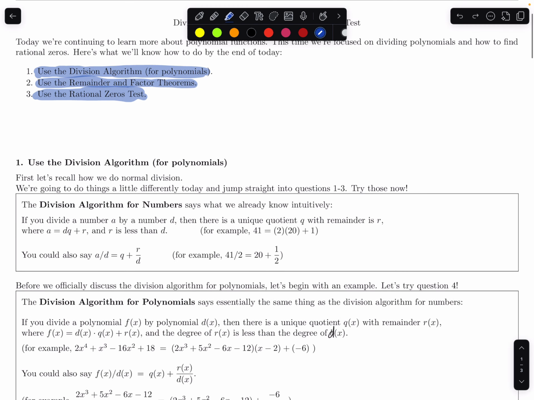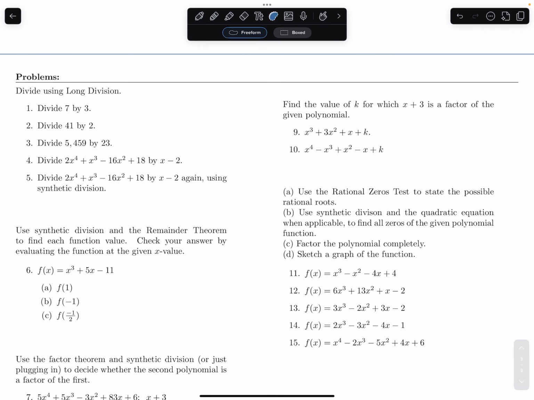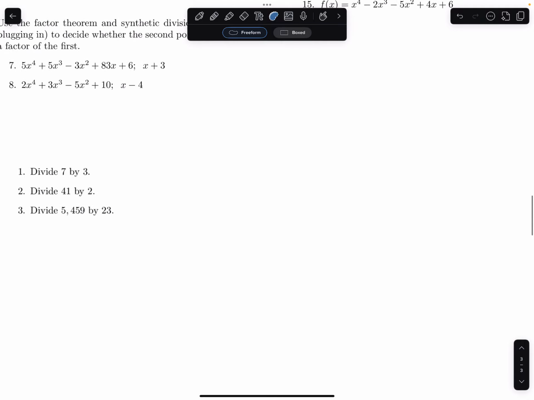Okay, number one, use the division algorithm for polynomials. We're going to start things a little differently from normal. We're not going to talk about any theory yet. We're just going to jump straight to the questions, and then we'll come back to those, okay? Okay, what are the questions? Questions 1 through 3 are just division questions.